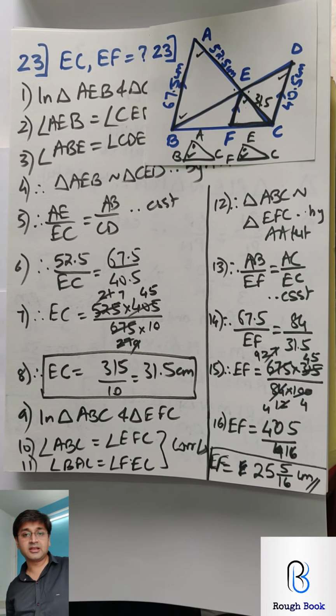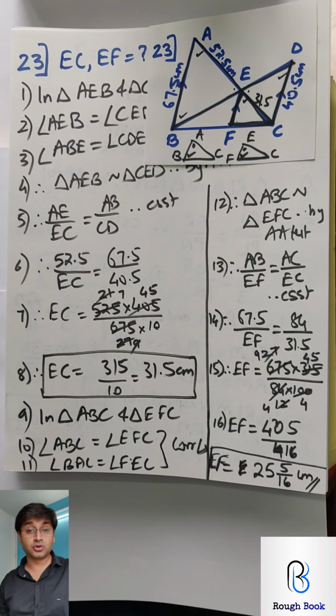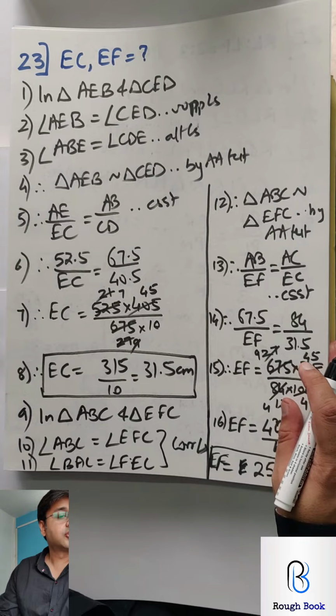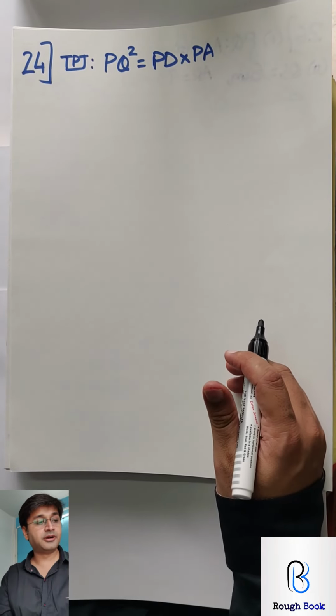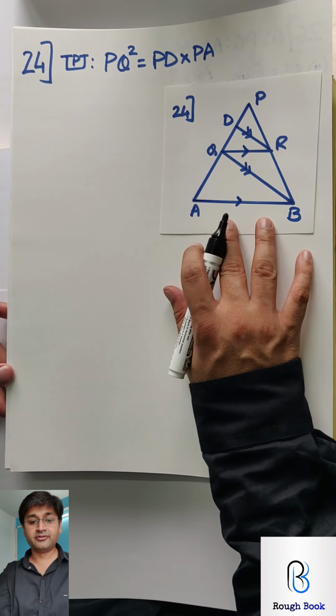Good question. These are the sums you can expect in exercise, in section A in the boards also. So you must practice these sums very well. Okay, let's go on with the next one. Sum number 24. Come on, everybody. Let's see what's the diagram. Here it is. This is slightly simpler, not very difficult.